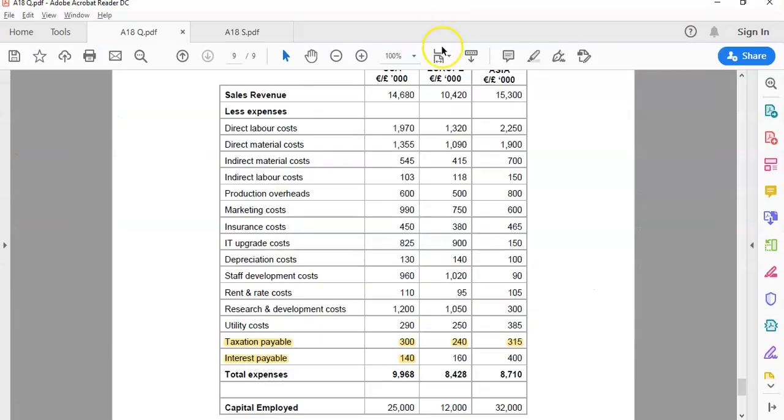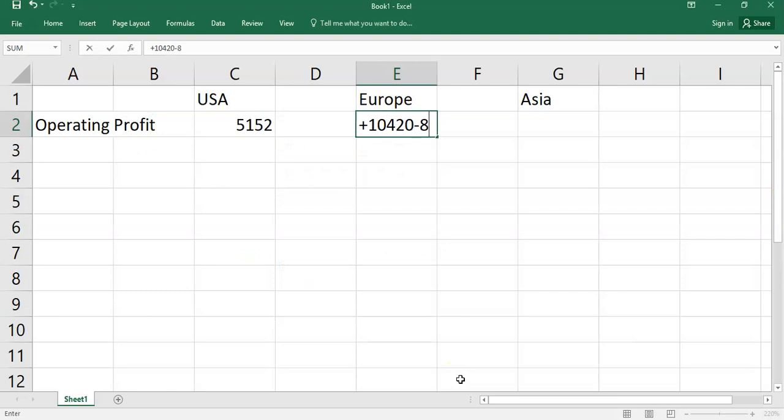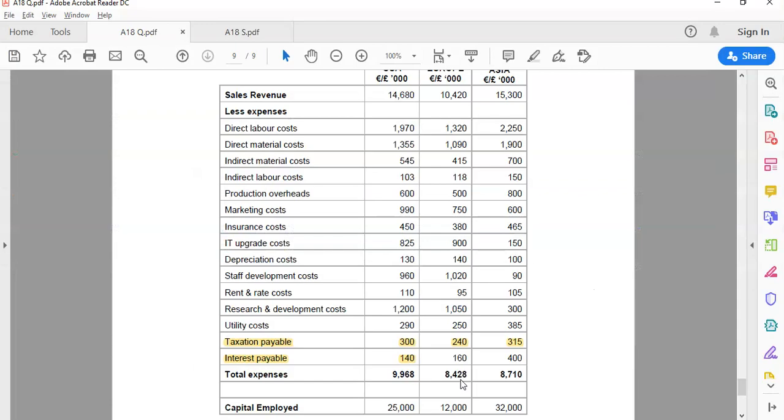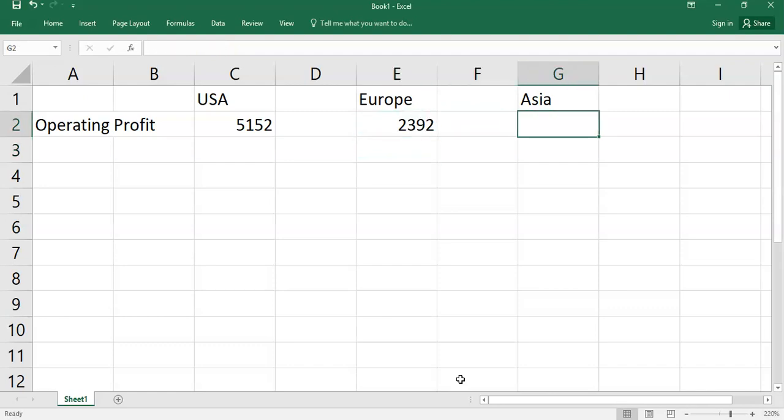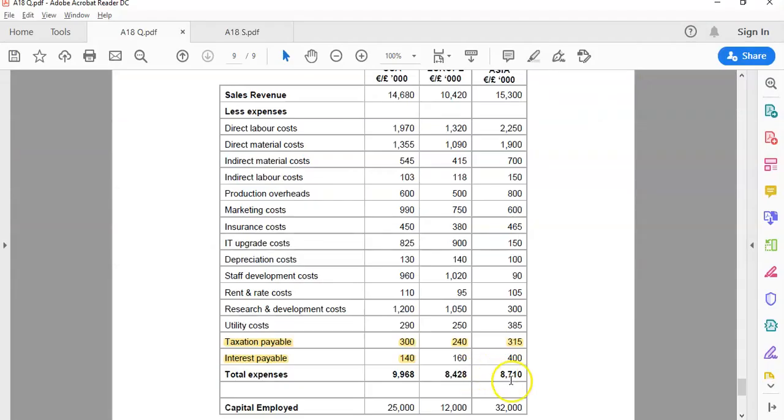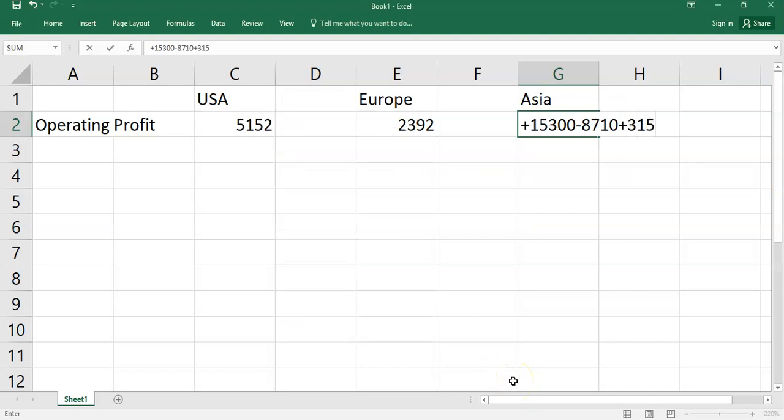Same for Europe. It'll be 10,420 minus the total expenses 8,428 plus 240 plus 160. You add back interest and tax, which gets you to 2,400 of operating profit. Just make sure you're happy enough with that. Double check that. 240, 160, 8,428. Sorry, I have the 8 here. 2,392. And Asia, 15,300 minus 8,710 total expenses plus 315, add back 400 of interest and tax. So your operating profit for Asia, 7.3 million.